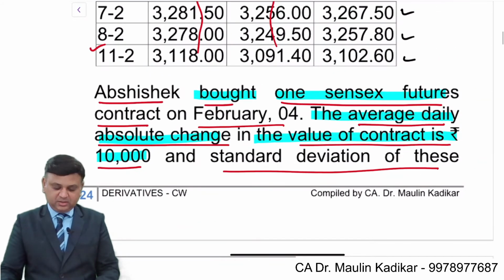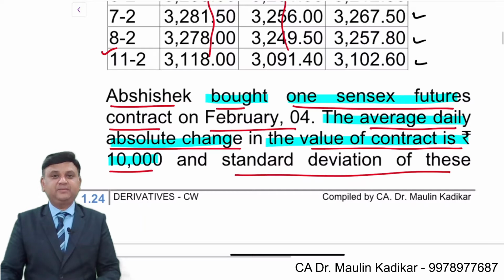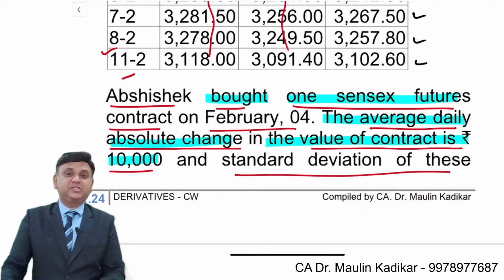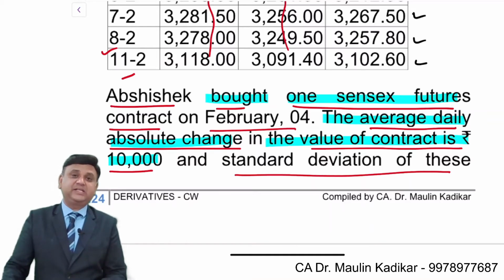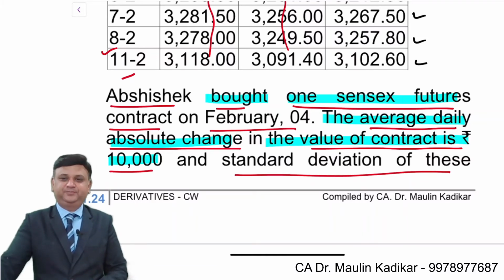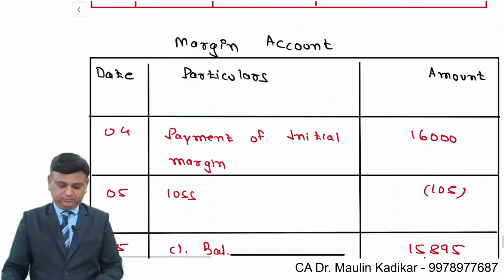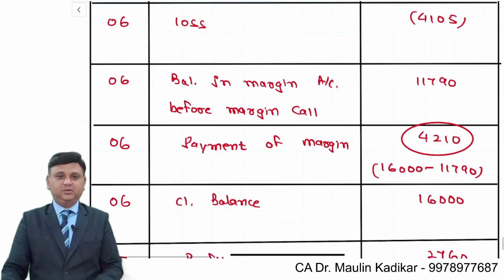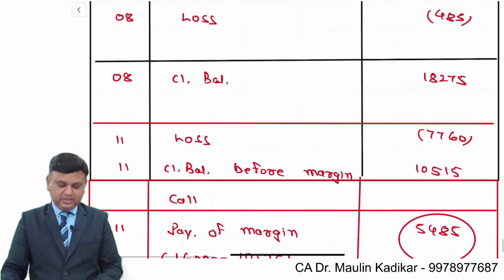Dear students, over here we just have to prepare the margin account till 11th. There is not directly or indirectly any clarification that on 11th the transaction is squared off. I just explained to you that if the transaction is squared off, then what is the profit or loss that you can reconcile. But over here, the transaction is not squared off on 11th. So this is the way we are required to prepare the margin account till 11th.